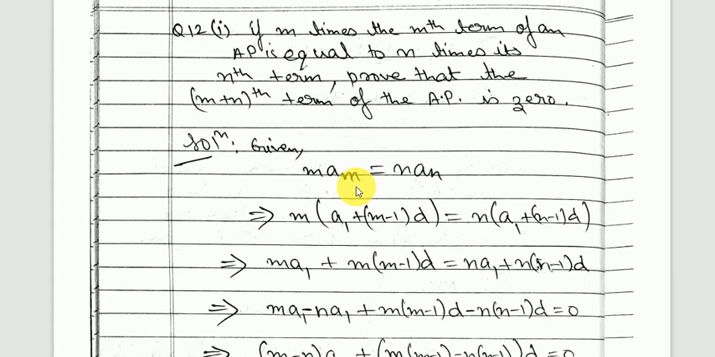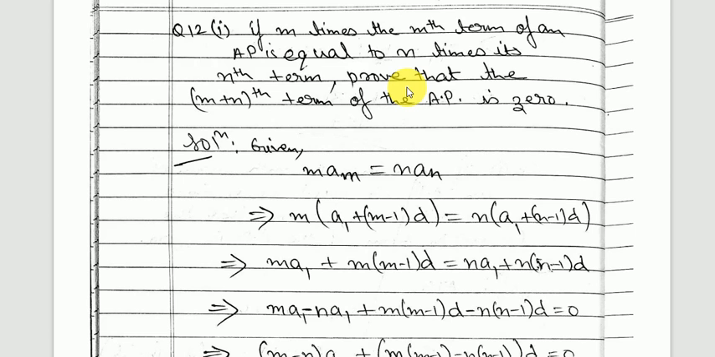Question number 12.1. If m times the mth term of an AP is equal to n times its nth term, prove that the (m plus n)th term of the AP is 0. So this is a question of proving. Here it's saying that if you take m times the mth term, then that would be equal to n times its nth term.